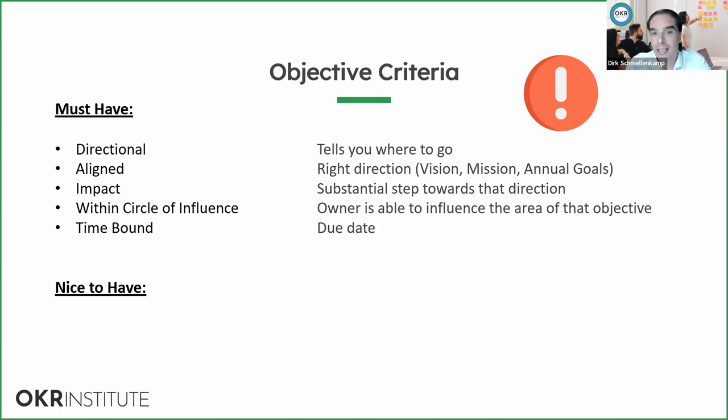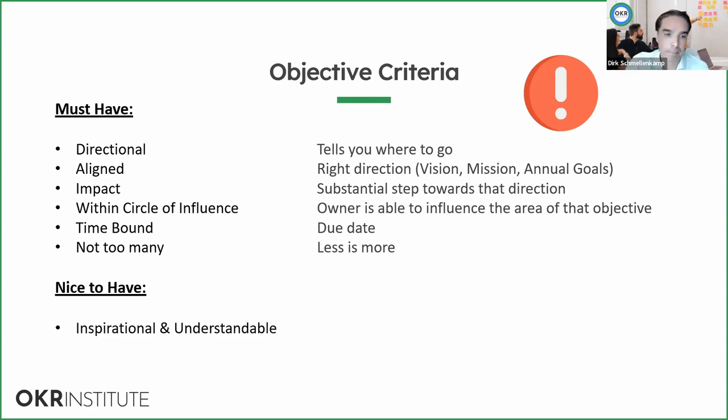Time bound, it should have a due date. With OKR cycles, of course, it has a due date, end of the month or end of the quarter. And not too many. I can't repeat that too often, because this is the most common mistake organizations make: they just turn KPIs into OKRs, and then they have 20, 30 OKRs, which is a roadmap for failure. So this you want to avoid.